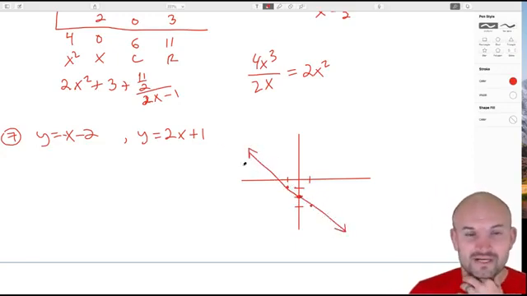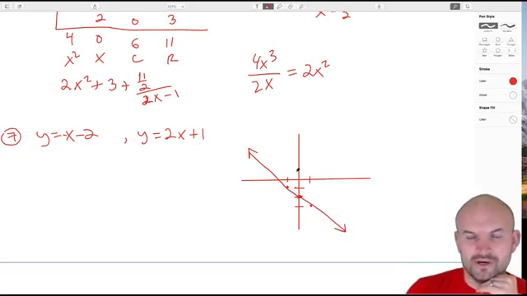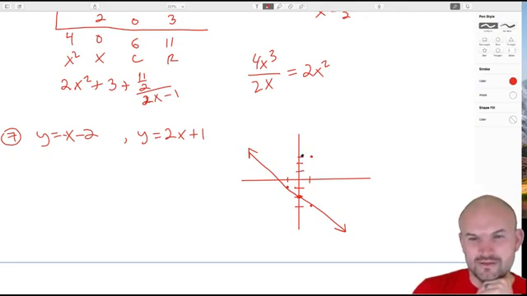All right, so the next one is 2x plus 1. So I'll go up 1. And then this one is going to go up 2 to the right 1, right? Because it's 2 over 1. Or I could go down 2 to the left 1. And there you can see, using that slope triangle here, they have an intersection point of -1, 1.